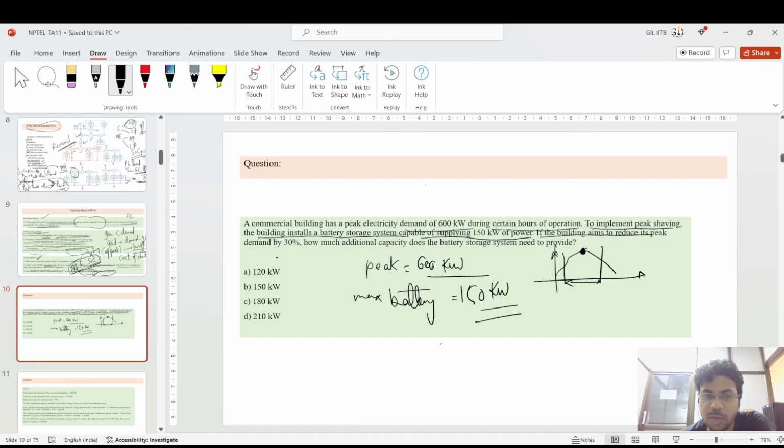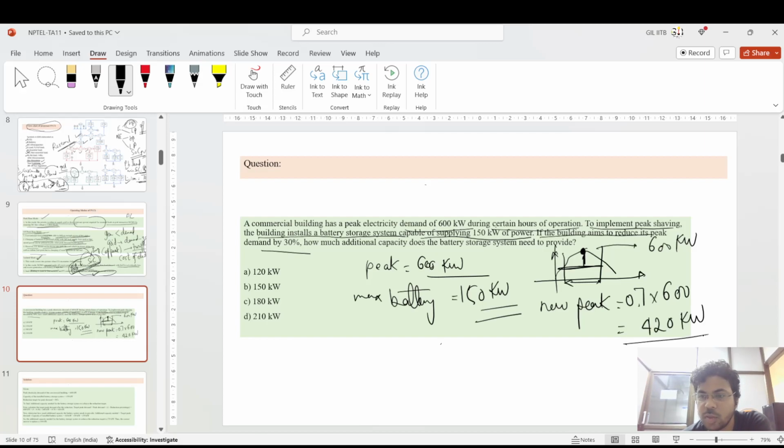Okay, so if the building aims to reduce its peak by 30%, suppose this is the peak and it is 600 kilowatt, and they want to reduce by 30%. It means the new peak will be 70%, that is 0.7 of the 600, that is 420 kilowatt, the new peak. So how much reduction is there? Initially it was 600 and it got reduced to 420.